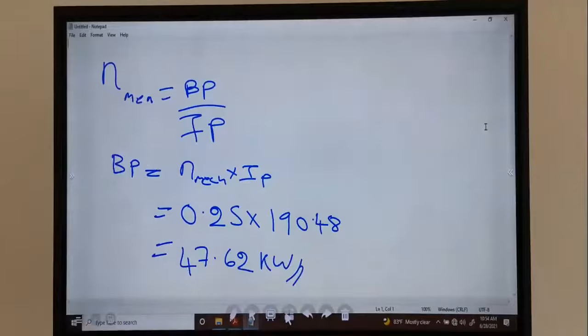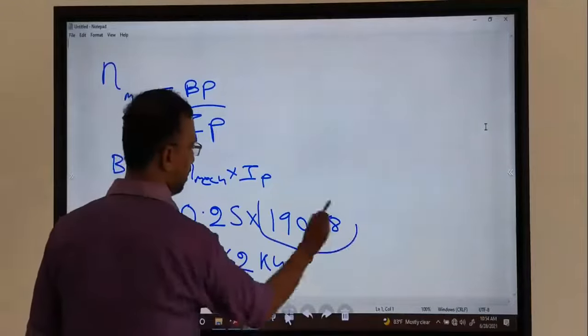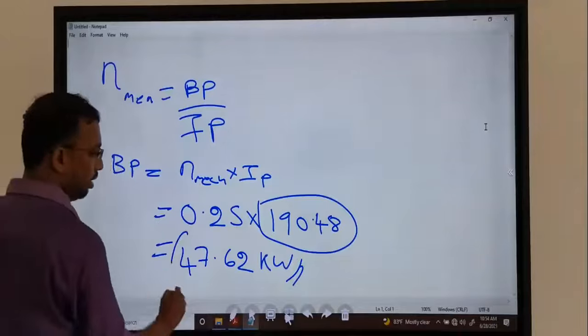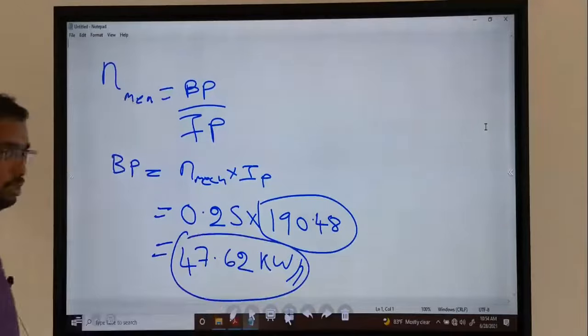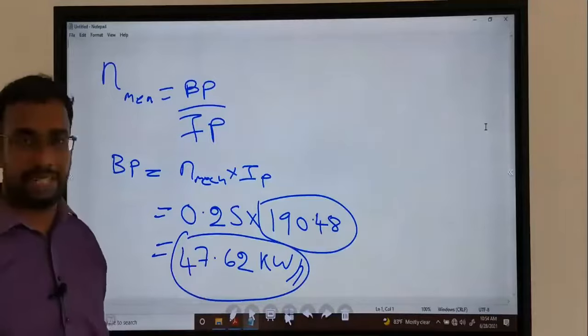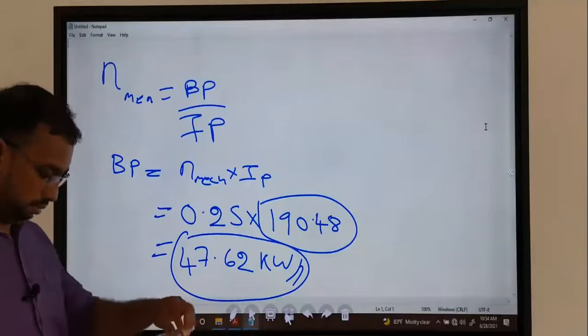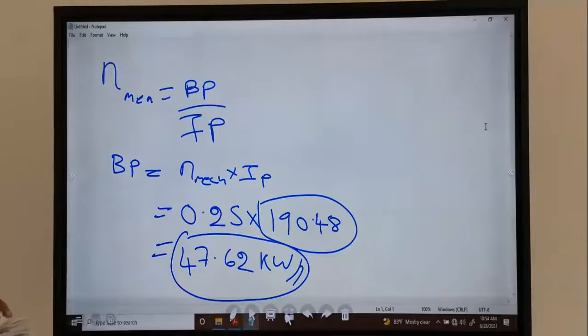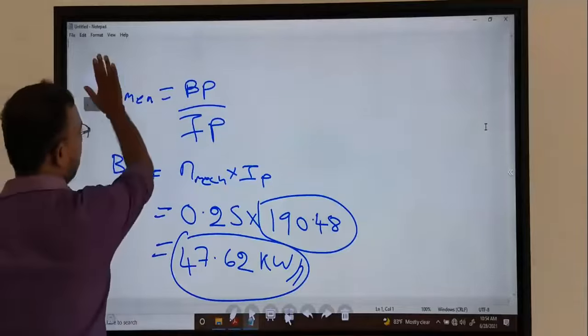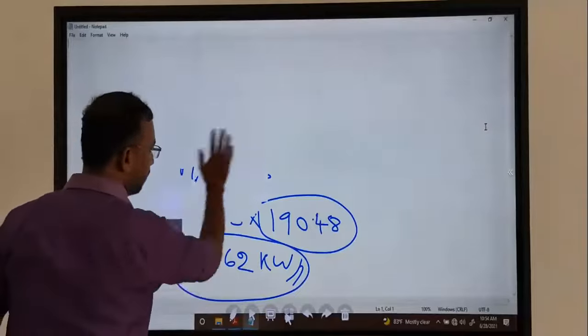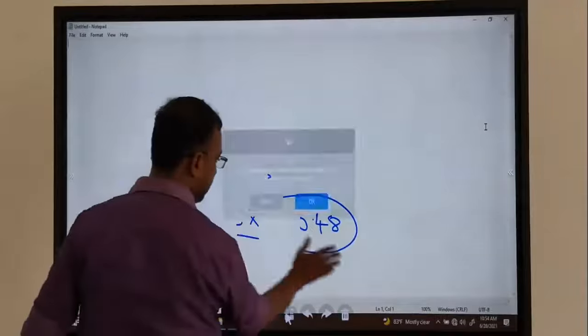So this is the indicator power, and here this is the brake power. The final power output will be 47.62 kilowatt in this engine. So now we know brake power and indicator power. This is the second question.